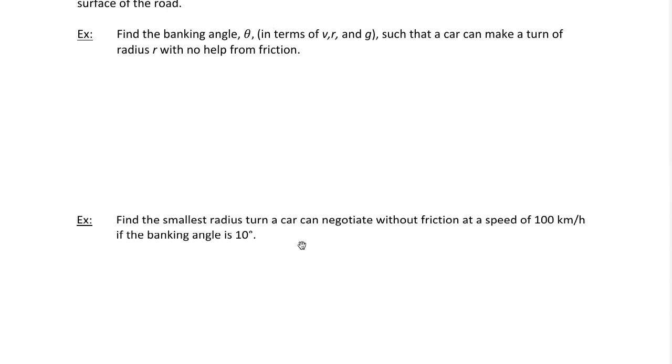Here's an example. Find the banking angle so that a car can make a turn of radius r with no help from friction. Well, in the vertical dimension, we would have the vertical component of our normal force, which we just said was Fn cos theta, and that's got to be equal to the weight if the car is not going to be accelerating either upwards or downwards. And in the horizontal dimension, we've got the horizontal component of the normal force, which was Fn sine theta, and that's got to be equal to our centripetal force, mv squared over r.